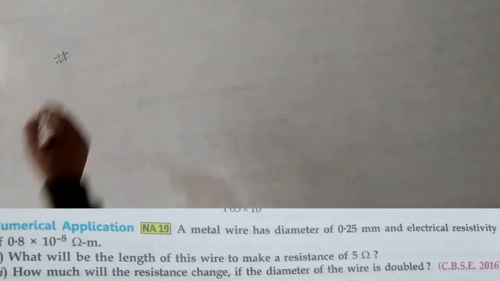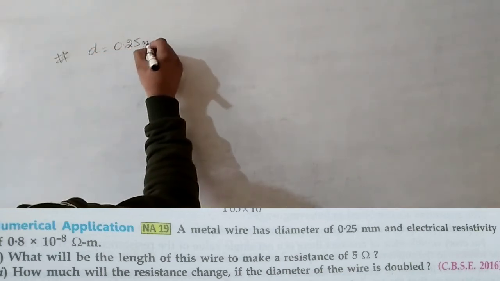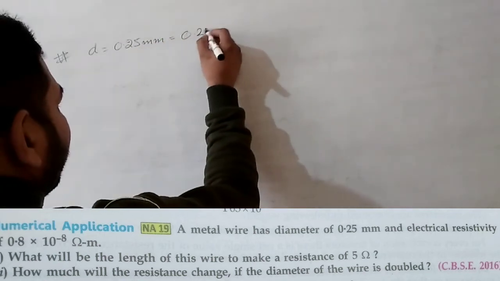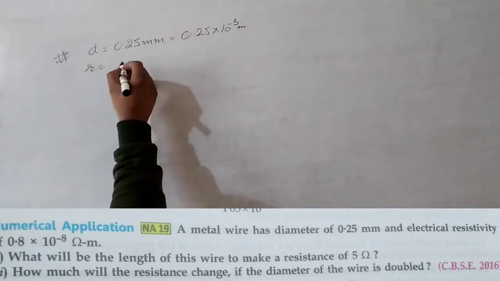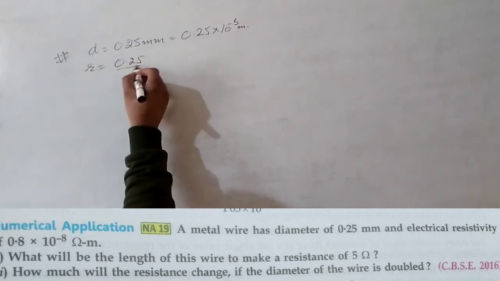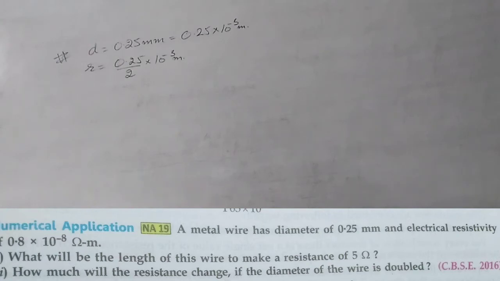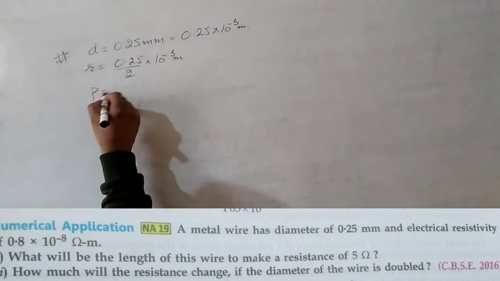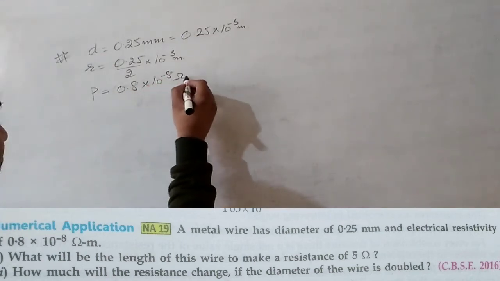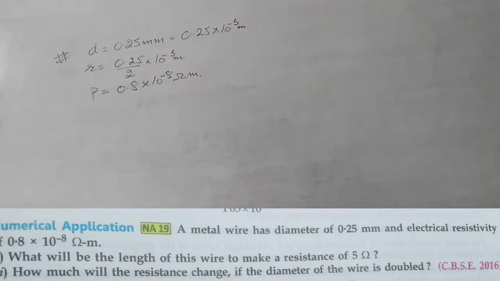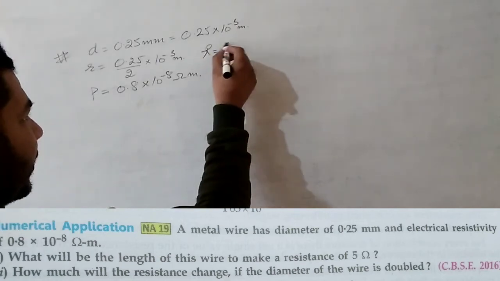And the wire has diameter 0.25 mm, so 0.25 into 10 raised to power minus 3 meter. If we have to find the radius, we will write 0.25 divided by 2 into 10 raised to power minus 3 meter. And electrical resistivity rho is equal to 0.8 into 10 raised to power minus 8 ohm meter. What will be the length of this wire to make resistance 5 ohm? We have to find the length, and resistance is 5 ohm.